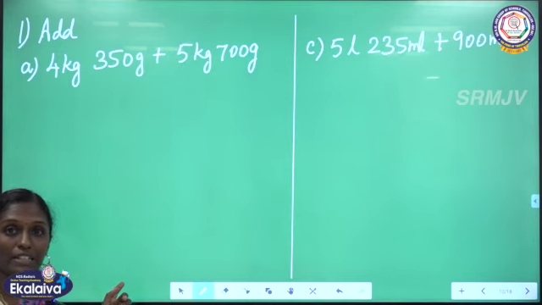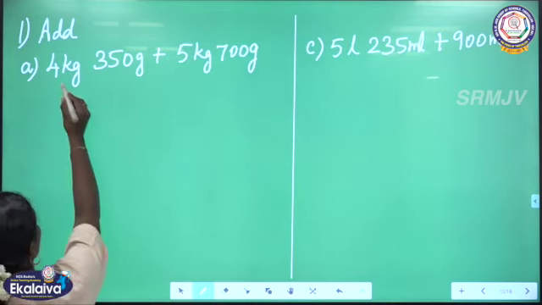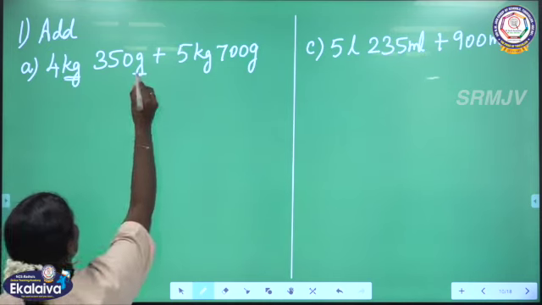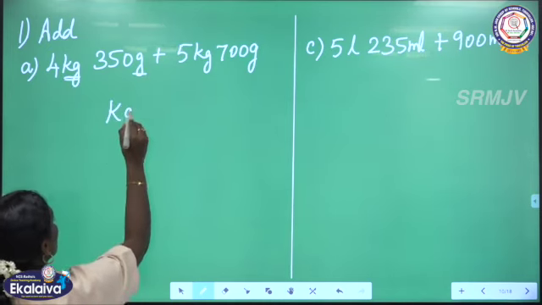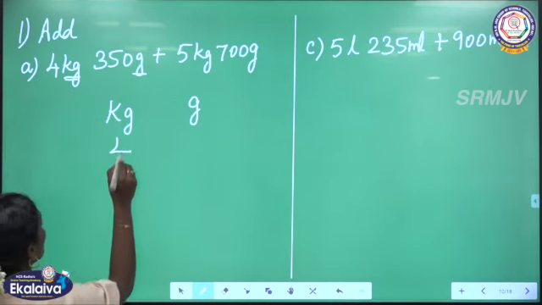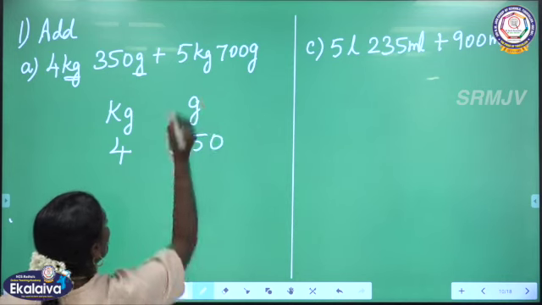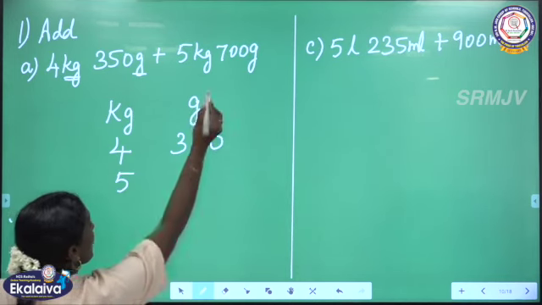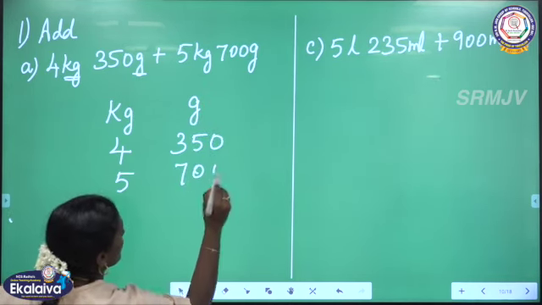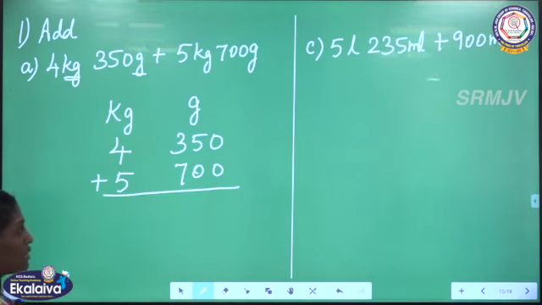First we have to arrange the numbers column wise according to the given units. Here we are having kilogram and gram. So first we have to arrange it as kilogram and gram. In the first number 4 kilogram and 350 gram. Second one 5 kilogram and 700 gram. First we have to arrange it properly and then we have to do the addition.